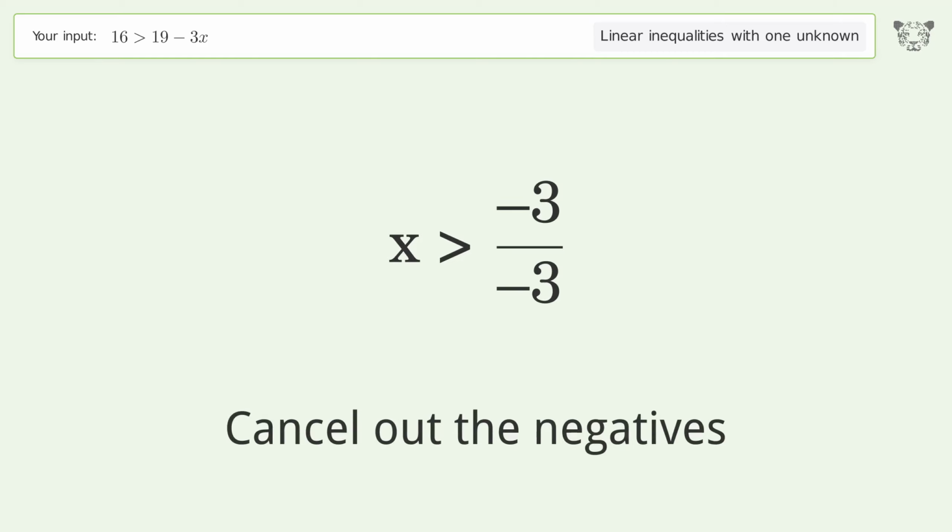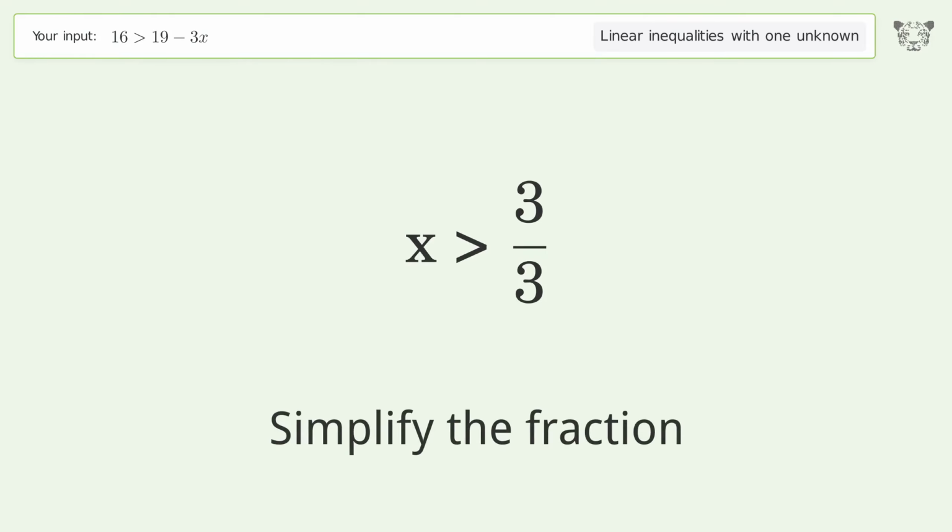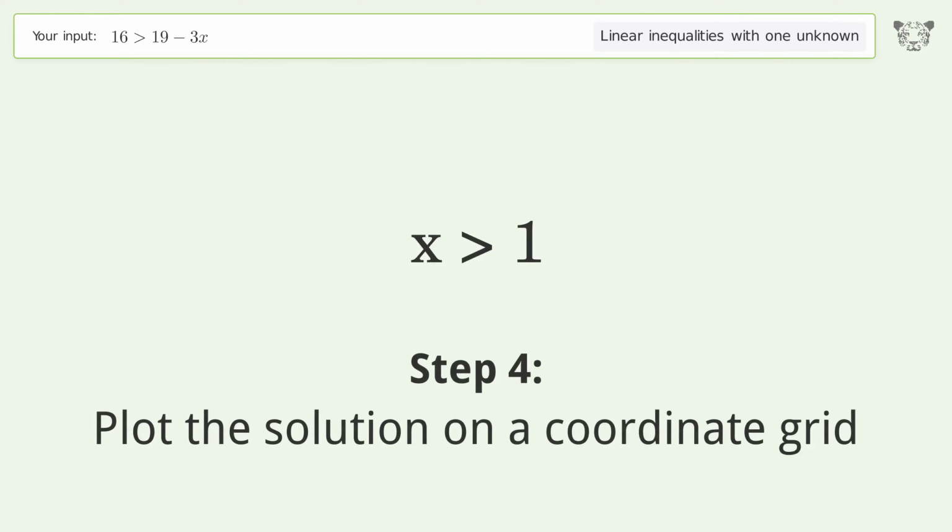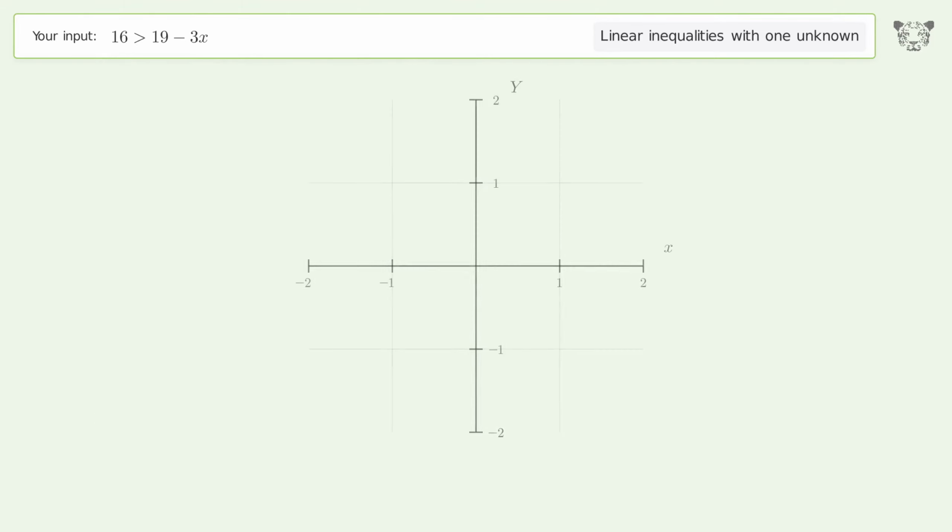Cancel out the negatives. Simplify the fraction. Plot the solution on a coordinate grid. And so the final result is x greater than 1.